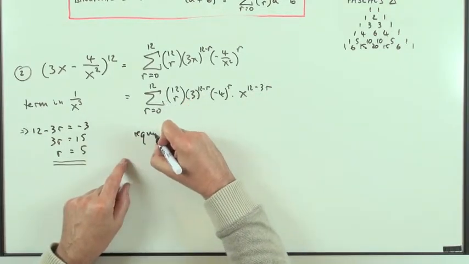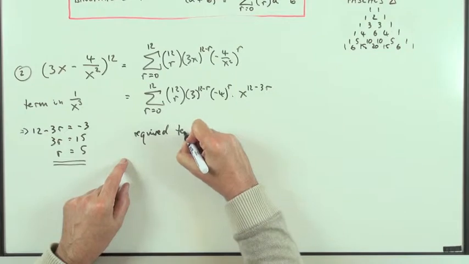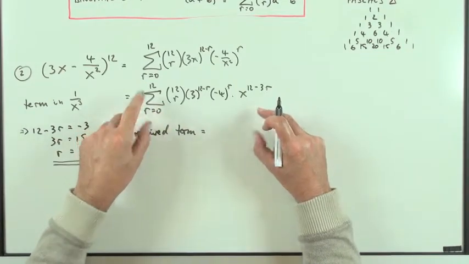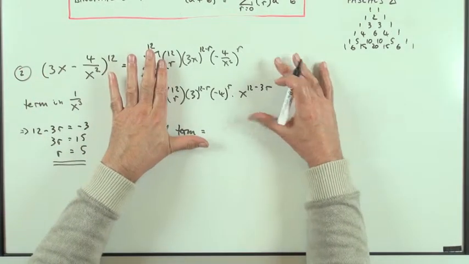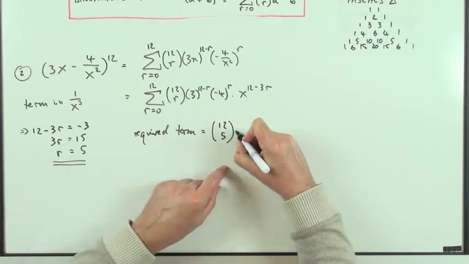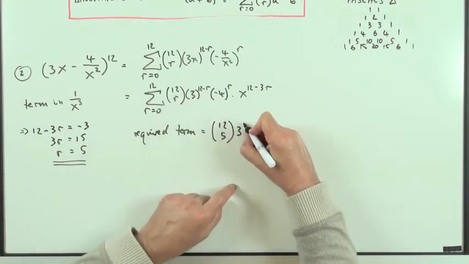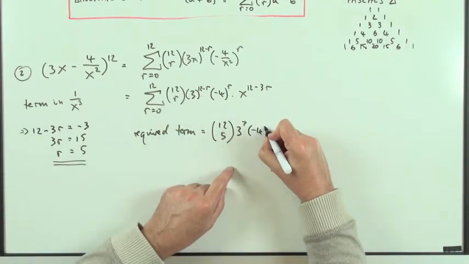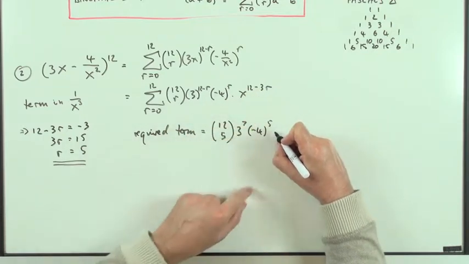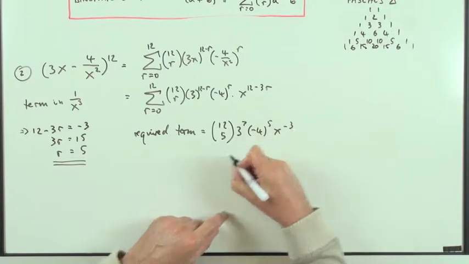So that means the required term is this part here, not the sigma, because I don't want all of them, only want one of them, so it's just the actual term, would be 12c5, where r is 5, 3, when r is 5, that would be power 7, negative 4 to the power, well that was 5, and of course that's going to be 12 take away 15, so that is x to negative 3.